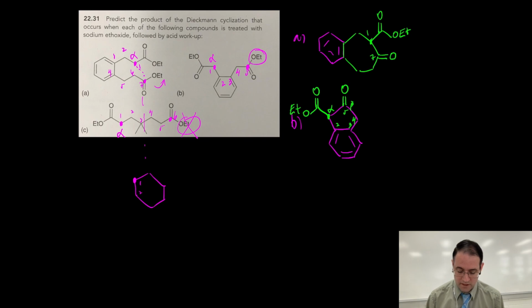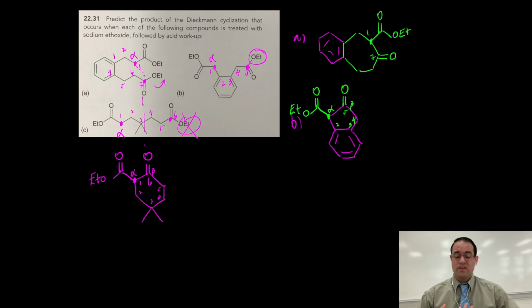Okay, so here's my alpha carbon, carbon 1. Carbon 3 has 2 methyl groups. Carbon 6 has a ketone. Carbon 1 has a bond or a line to an ethyl ester. Okay, so check that it has a keto group or a ketone at the beta carbon with respect to the ester. Okay, so that's it for this section.